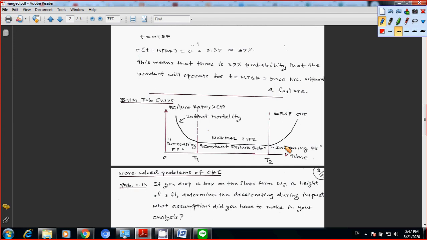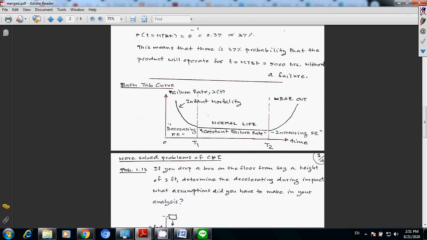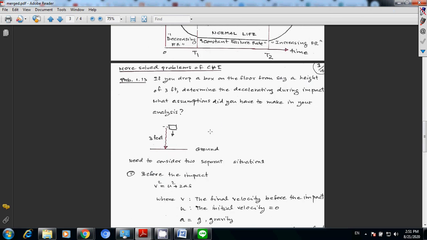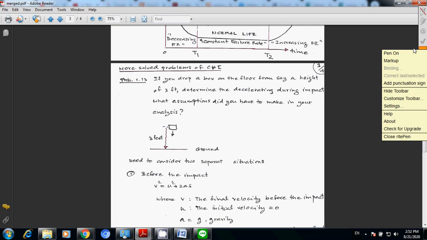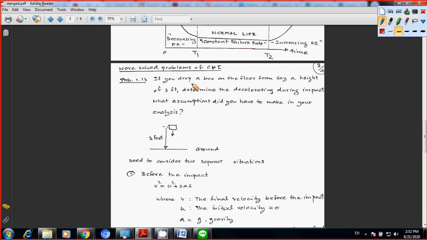Now take a look at more examples. Problem 1.13. If you drop a box on the floor from, say, a height of 3 feet, determine the oscillating varying impact. What assumptions did you have to make in your analysis? You need to consider 2 separate situations. One, before the impact, this is your ground.